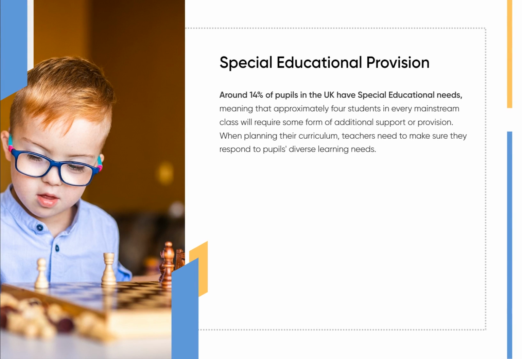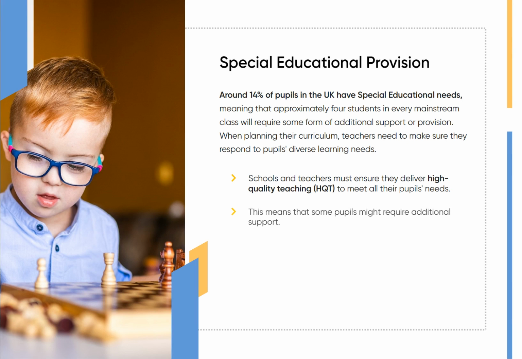Special educational provision. Around 14% of pupils in the UK have special educational needs, meaning that approximately 4 students in every mainstream class will require some form of additional support or provision. When planning their curriculum, teachers need to make sure they respond to pupils' diverse learning needs. Schools and teachers must ensure they deliver high-quality teaching, HQT, to meet all their pupils' needs. This means that some pupils might require additional support.